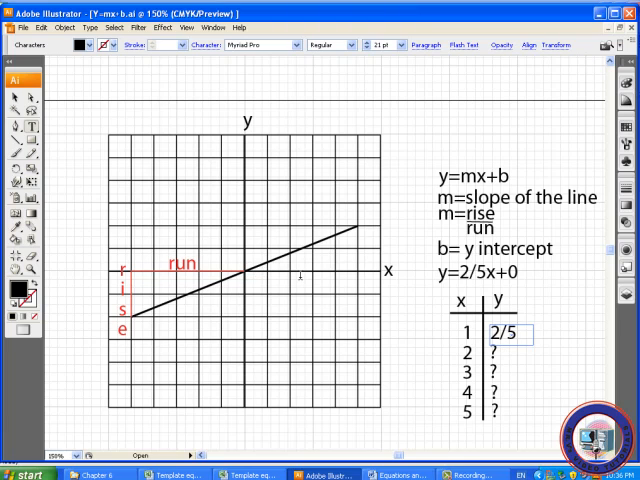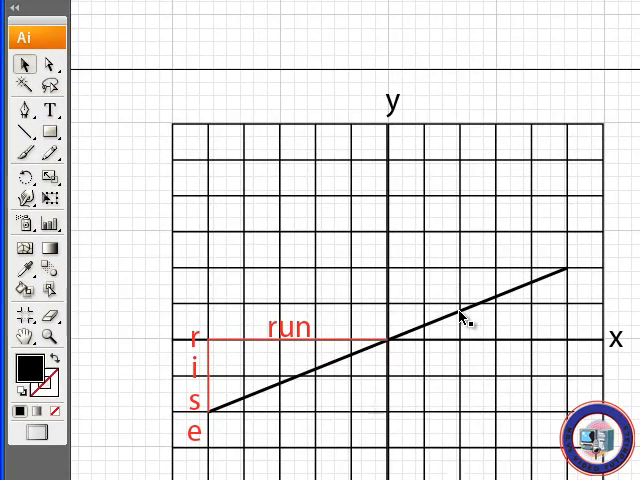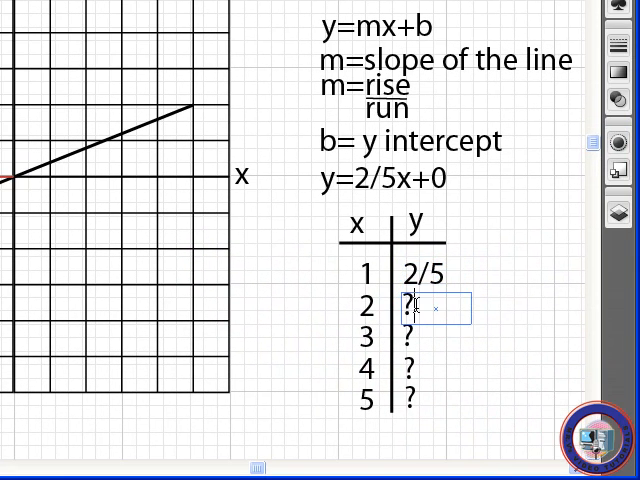Then when the x-axis is 2, 2 times 2/5 should be 4/5. Let's look, does it look about right? On the y-axis, that would be, right here, across would be about 4/5. So that, again, is correct. 4/5.